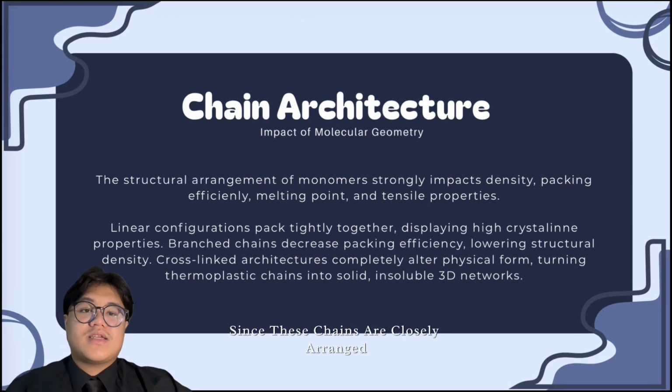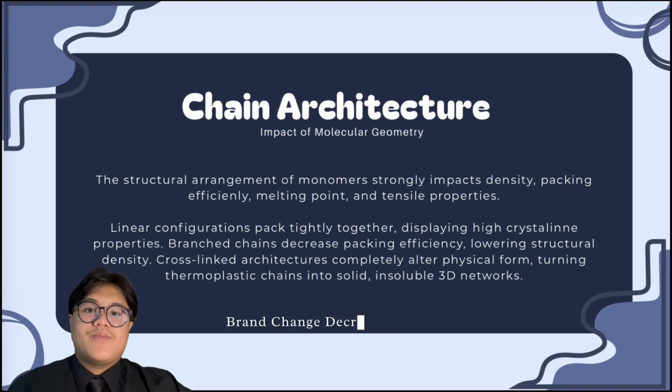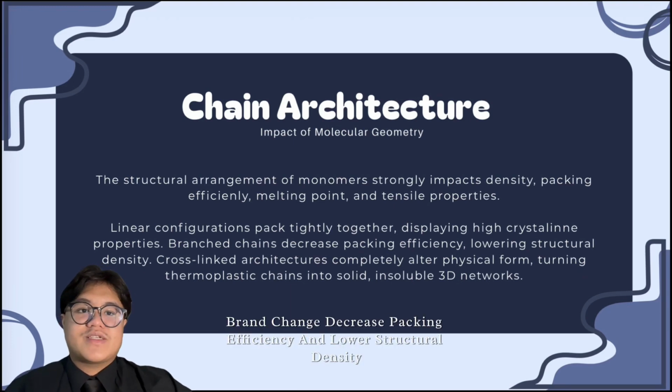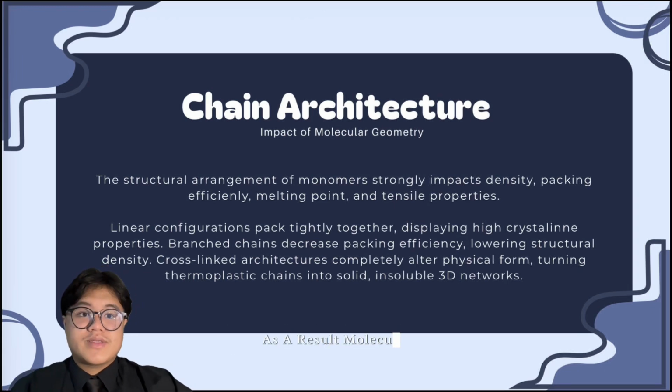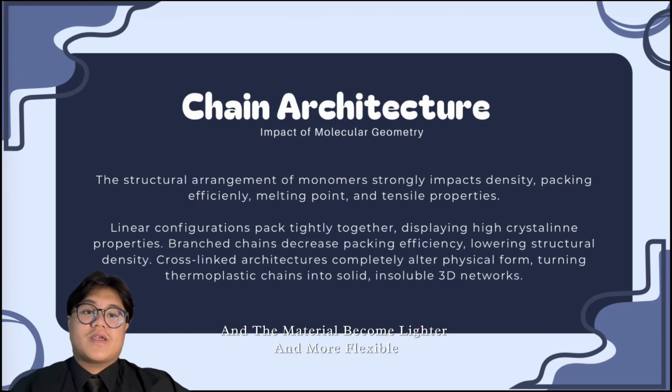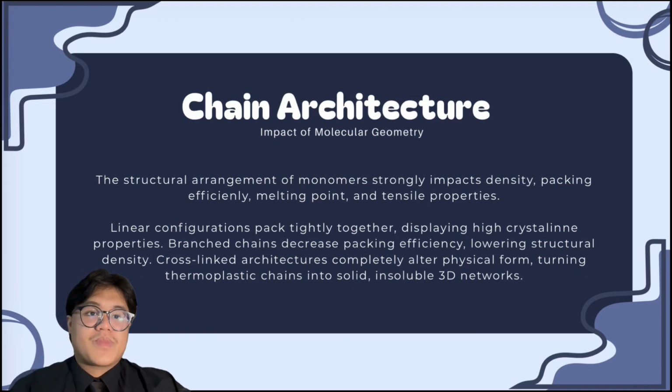Since these chains are closely arranged, stronger interaction occurs between molecules, making the material stronger and denser. On the other hand, branch chains decrease packing efficiency and lower structural density because the side branches create space between polymer chains. As a result, molecules cannot pack tightly together and the material becomes lighter and more flexible.